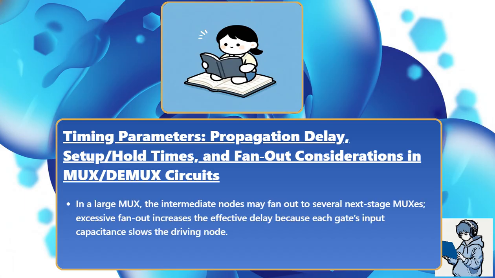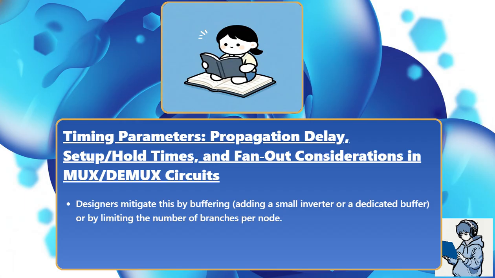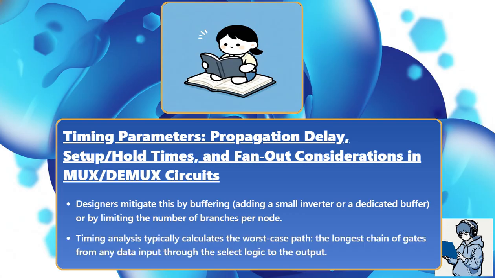In a large MUX, the intermediate nodes may fan out to several next stage MUXes. Excessive fan-out increases the effective delay because each gate's input capacitance slows the driving node. Designers mitigate this by buffering, adding a small inverter or a dedicated buffer, or by limiting the number of branches per node. Timing analysis typically calculates the worst-case path, the longest chain of gates from any data input through the select logic to the output.